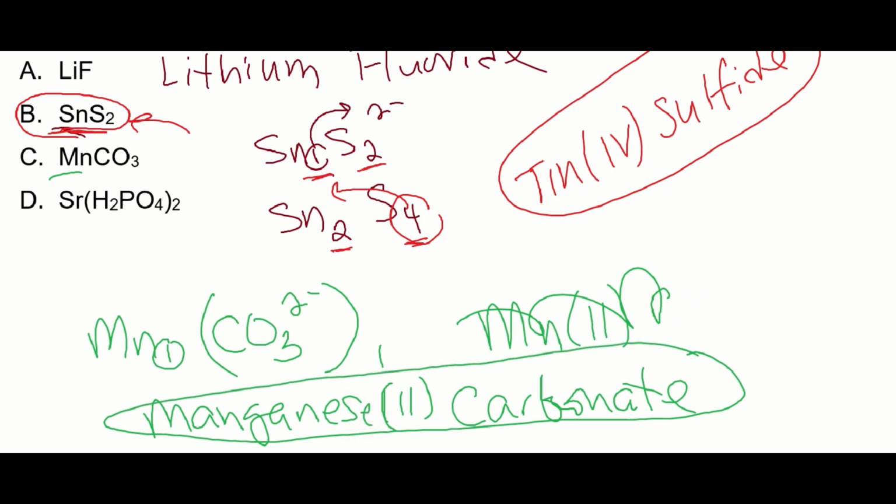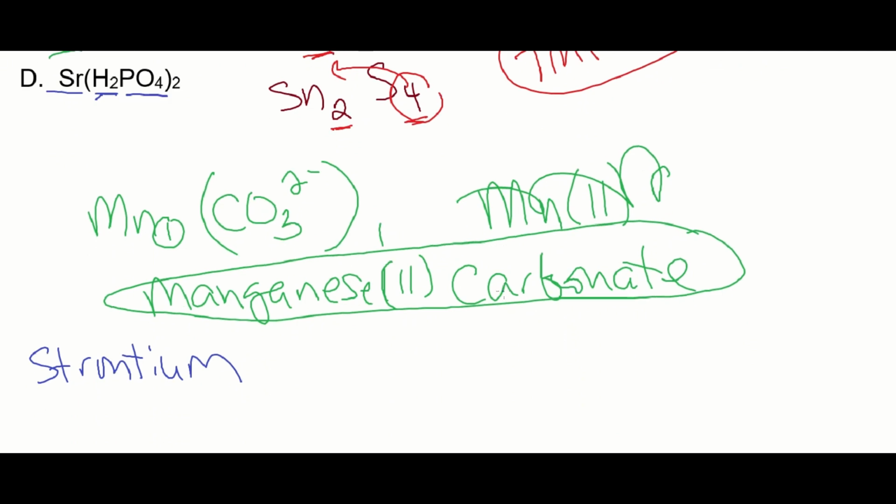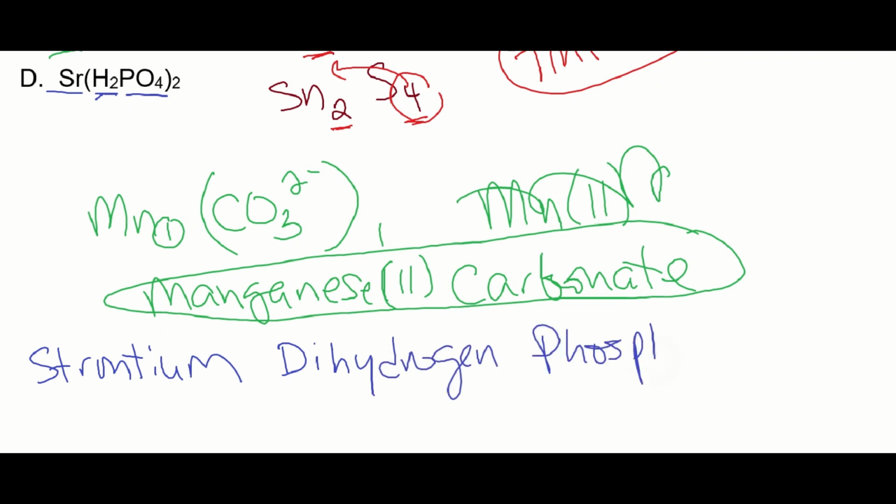All right, on the D, strontium. Let's write that. And this is dihydrogen, and that's phosphate. So you have dihydrogen phosphate. PO4 is phosphate. You got to memorize your polyatomic ions, unless we give you a reference sheet. Dihydrogen phosphate.